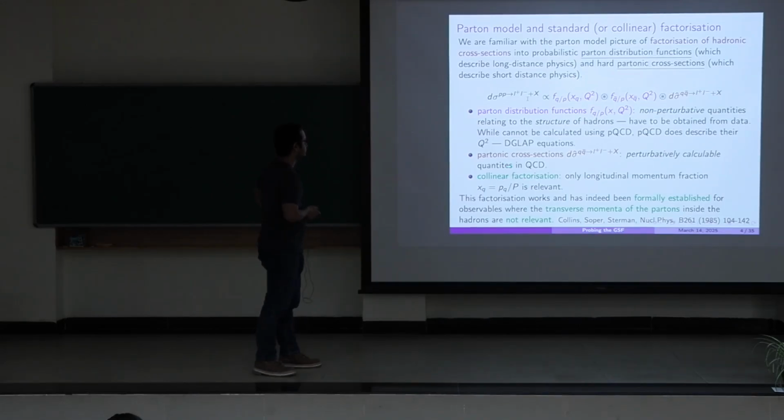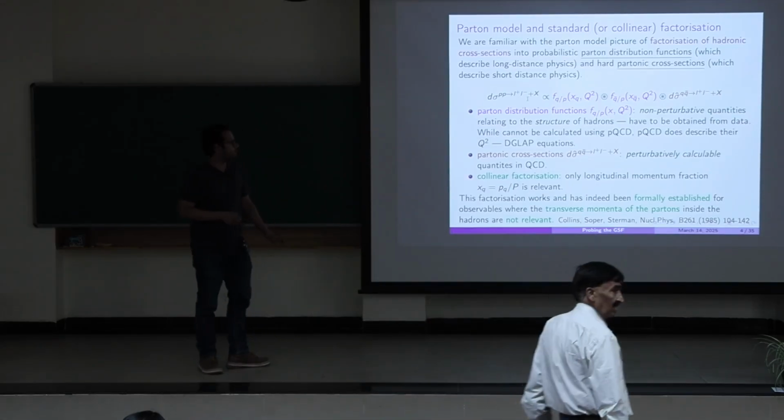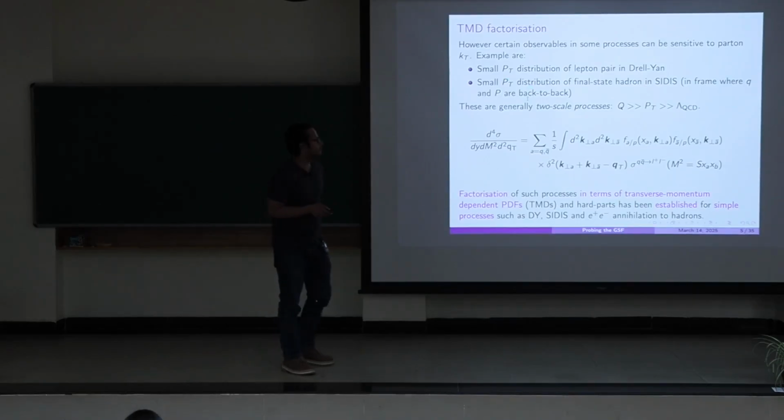When it comes to collinear factorization, only the longitudinal momentum fraction is relevant. The PDF is a function of the fraction x and a scale describing the process. So this factorization has been formally established for observables where the transverse momenta of the partons inside the hadrons are not relevant, which is true in many cases. But there are certain situations in which some processes are sensitive to the partonic transverse momenta. This could be, for example, in lepton pair production in Drell-Yan in the small pT region.